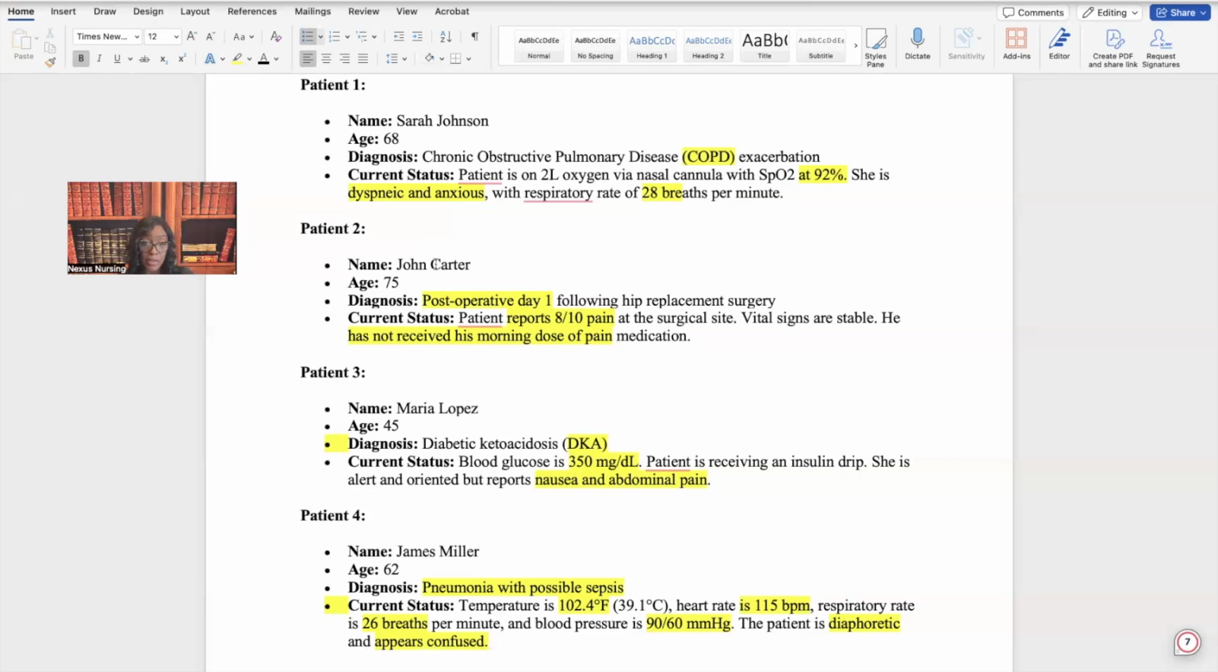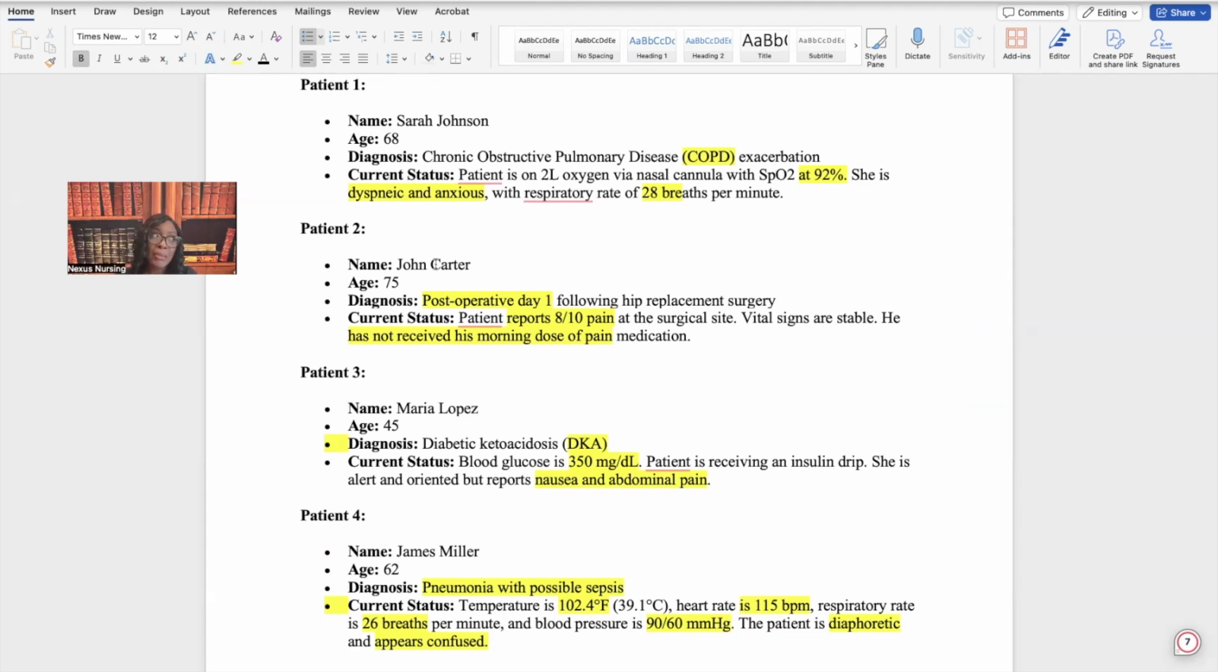Yes, they're on an insulin drip. Great. But guess what? They're experiencing nausea and abdominal pain. What does that let us know? That lets us know that the treatment for the DKA isn't as effective as we would like it to be. This patient's still symptomatic.